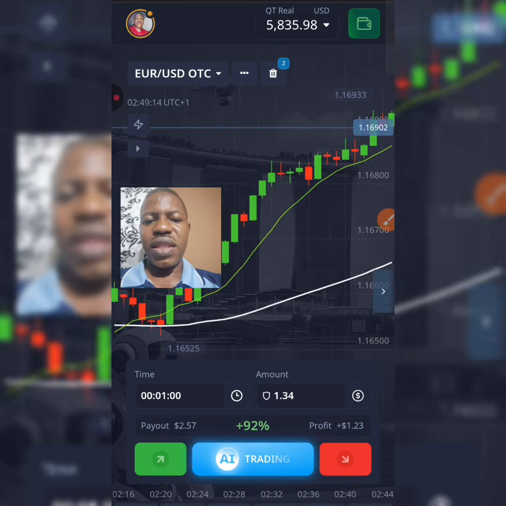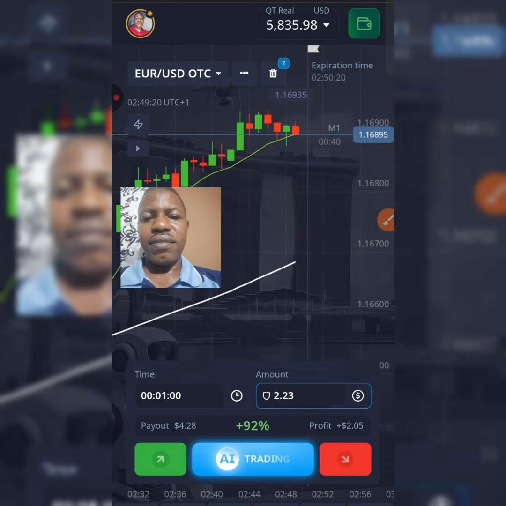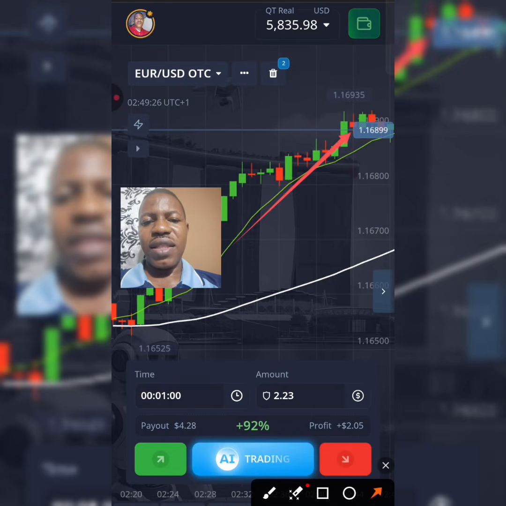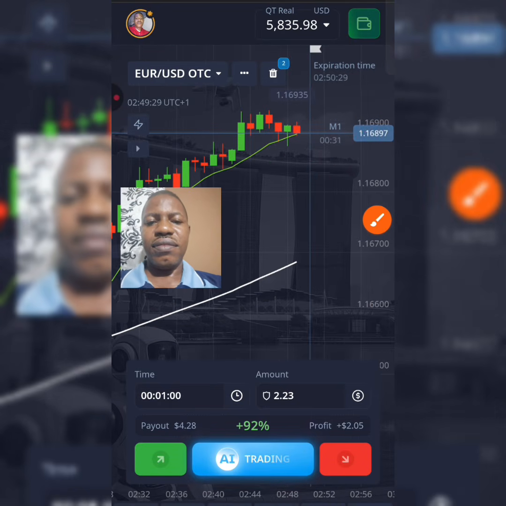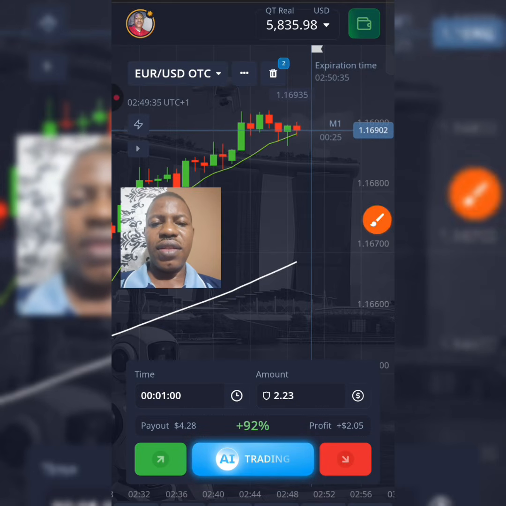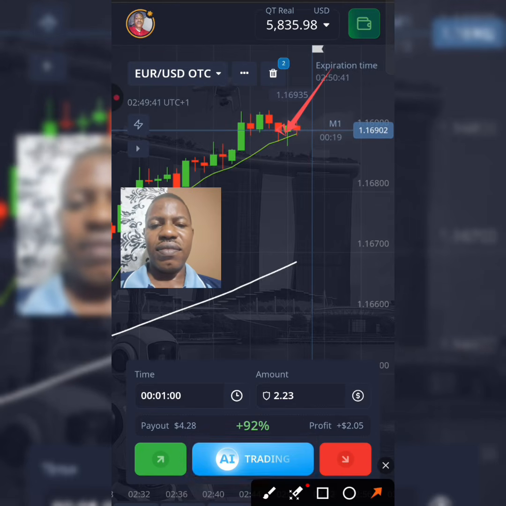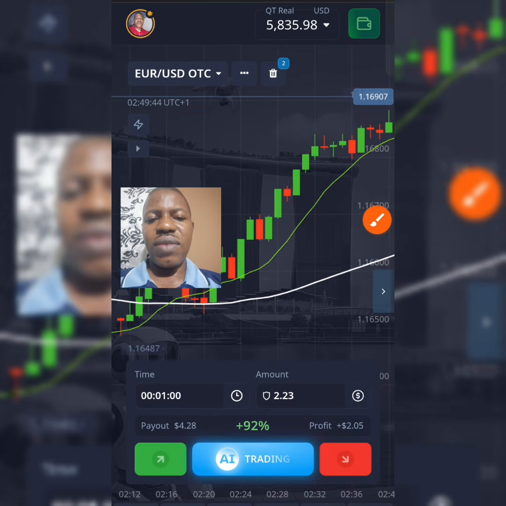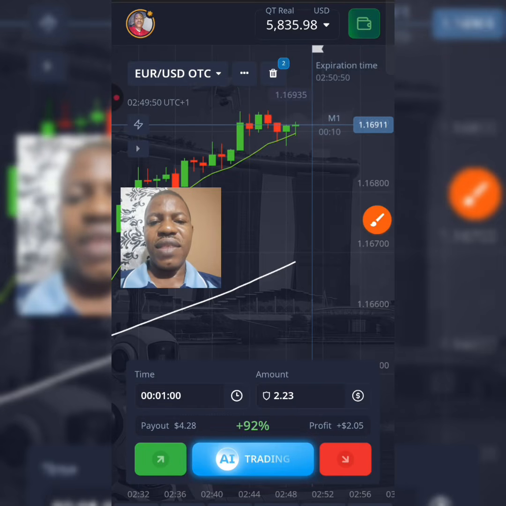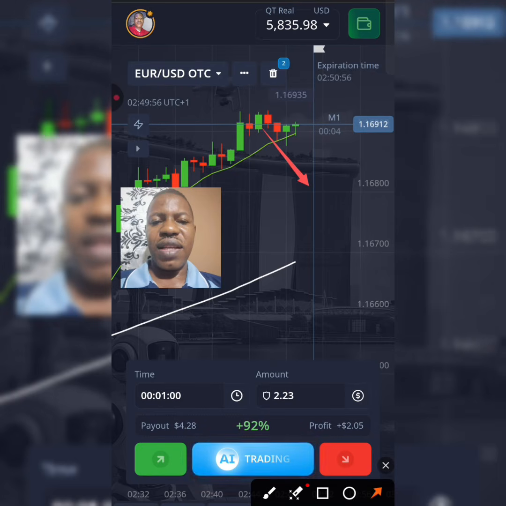So you just have to be patient to look for, okay, it's okay. So the amount is 2.23. You just have to be patient to look for something like this, where the market is trending along the green line. So we take a trade after the first green candle. When you see red, you take trade. So please take note that when the market trends for a while, it might reverse downwards. You might start pulling down.